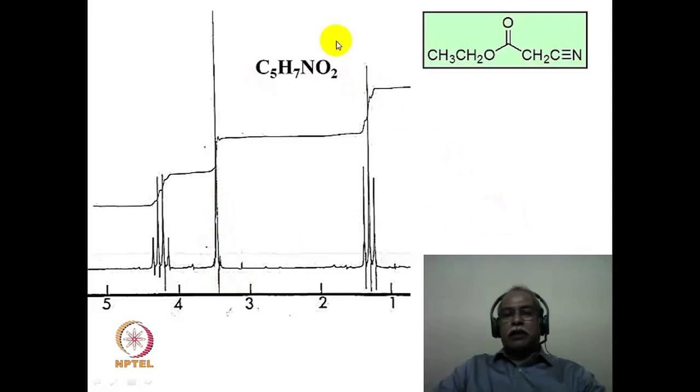If you look at the degree of unsaturation, which turns out to be 3 for this molecular formula, you can see there are 2 pi bonds of the cyano functional group and 1 pi bond of the carbonyl functional group, which contribute to the degree of unsaturation, which is 3 in this molecule.